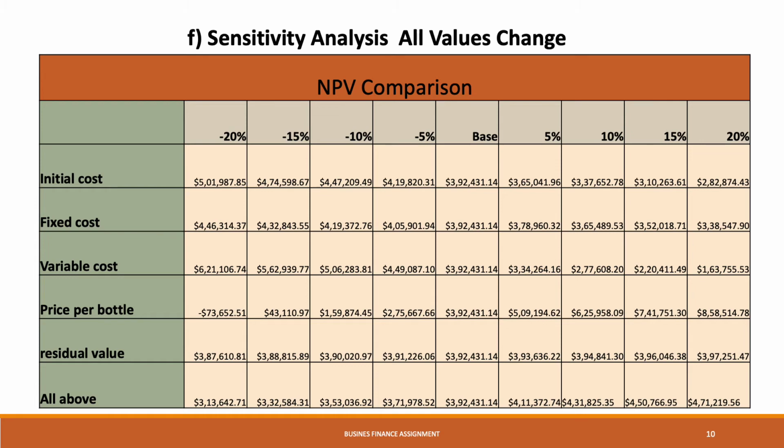So the next part of the sensitivity analysis is for all the values that we have changed till now. That is initial cost, fixed cost, variable cost, price per bottle, and the residual value. So we can see, if we are decreasing the value from the base value, that is -5%, -10%, -15%, -20%, the NPV is constantly increasing. And if we increase the initial cost, fixed cost, variable cost, the NPV is constantly decreasing. And for the price per bottle and the residual value, the NPV is increasing.